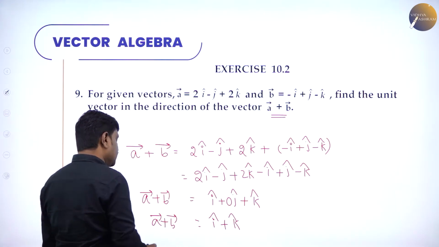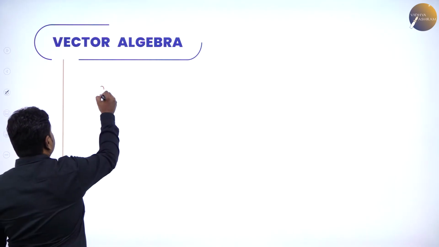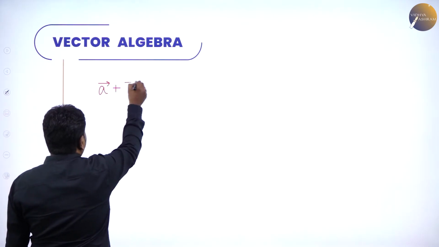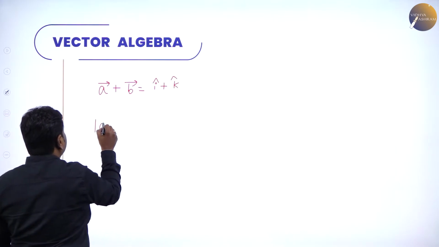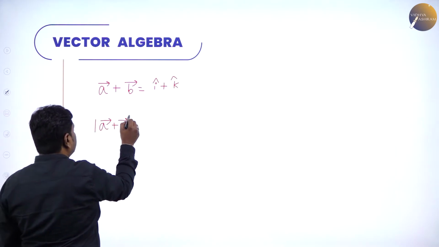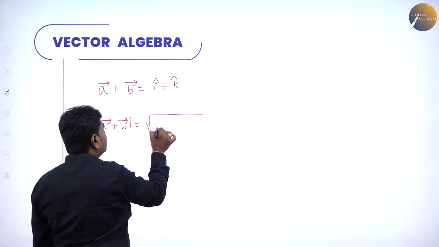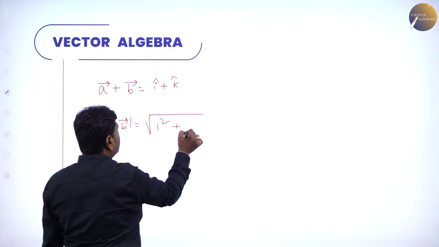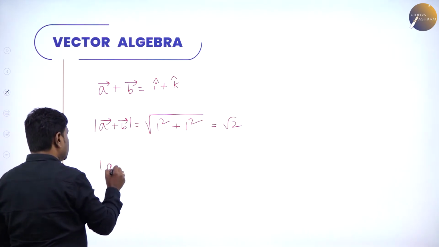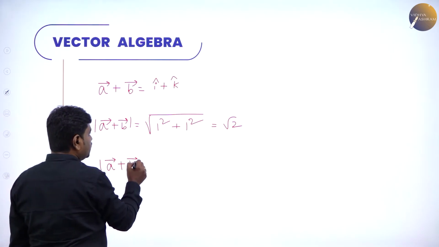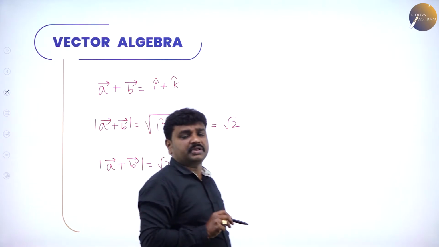They are interested in the unit vector in the direction of vector A plus vector B. So we got vector A plus vector B, which is i plus k. Now find the magnitude of it. What is magnitude? Square root of the sum of the squares of the coefficients. Coefficient of i is 1, squared. Coefficient of k cap is 1, squared. That is root 2. So the magnitude of vector A plus B is root 2.